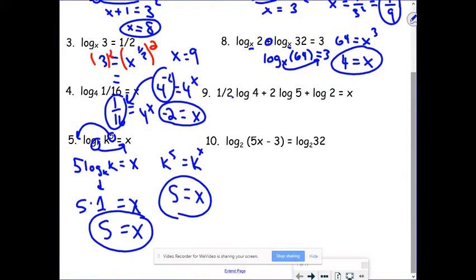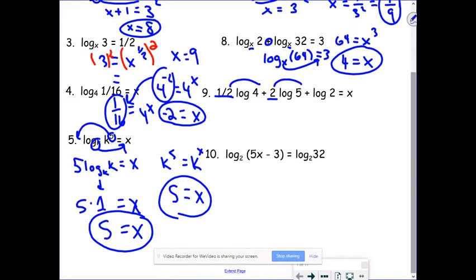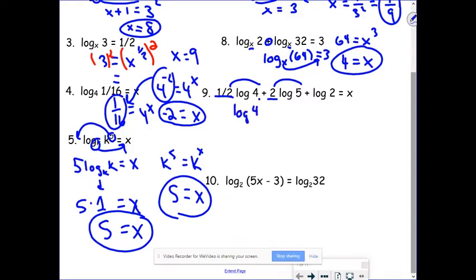In 9, I have a couple different things to do there. I'm going to move 10 down a little bit. So one thing I have to do, I'm going to move the 1/2 back up to the 4. I'm going to move the 2 back up to the 5. Basically the opposite of the power rule there. So I have log 4 to the 1/2, log 5 squared, log 2 equals x. 4 to the 1/2, that's the square root of 4, so that's just 2. 5 squared, that's 25.